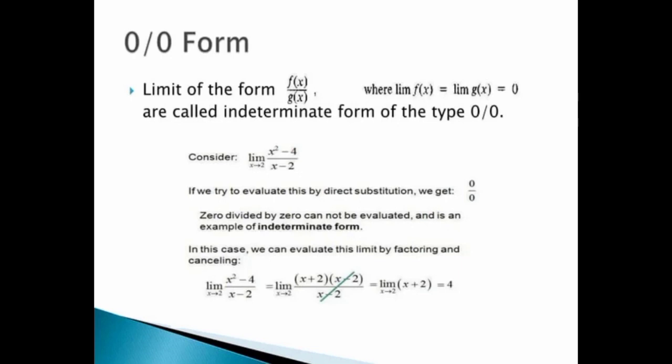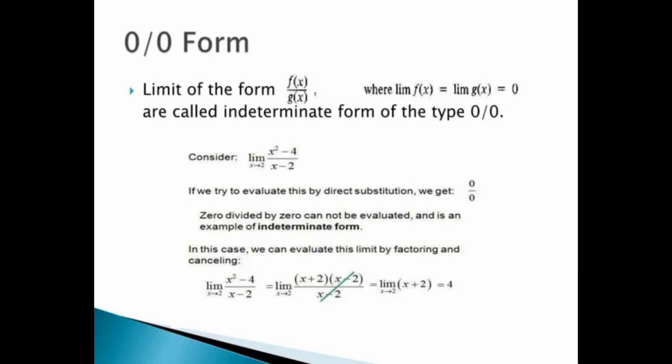So, the first indeterminate form is the 0 over 0 form. The limit of the form f of x over g of x, where the limit of f of x is equal to the limit of g of x is equal to 0, is called an indeterminate form of the type 0 over 0.